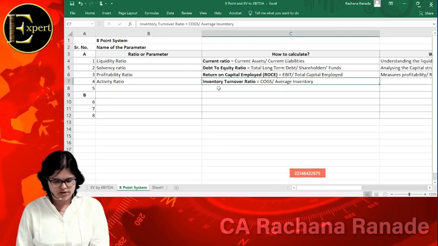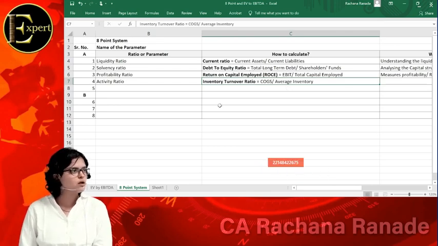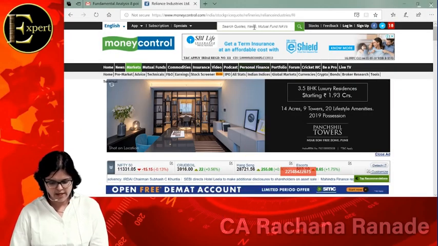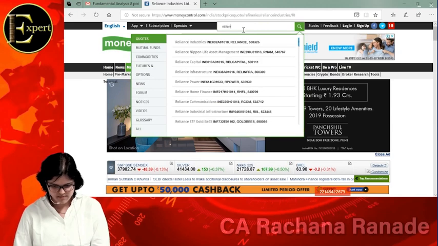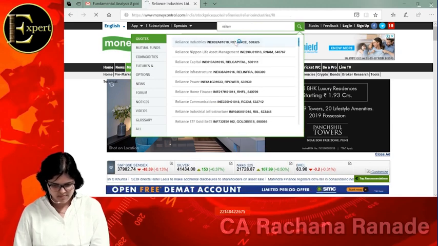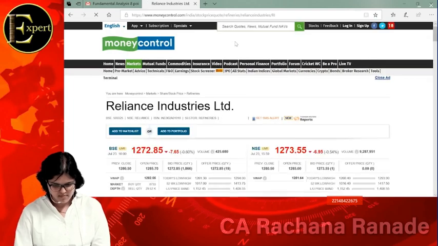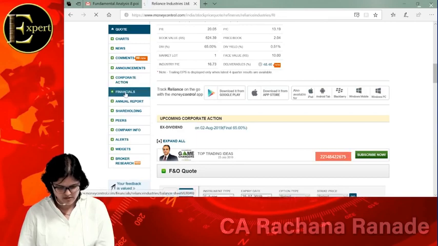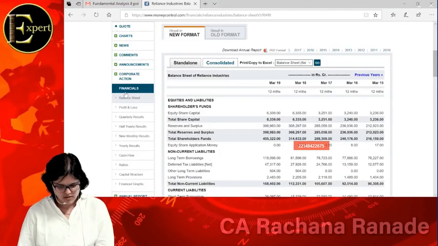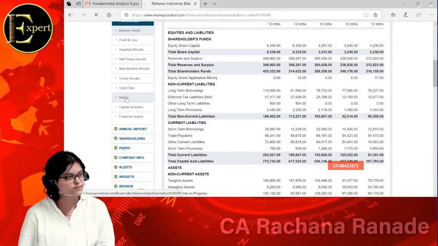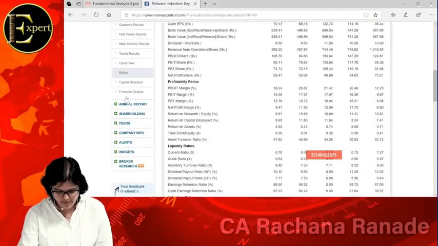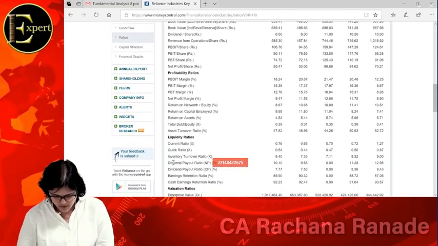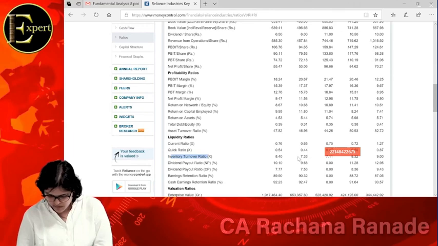Ajit, can we get this ratio ready-made? Where? If you remember, in Moneycontrol, if I go to any company, let us say Reliance, we first go to which tab? Financials. In financials, we had these ratios. Inside ratios, you'll find many ratios. Like here we have the inventory turnover ratio. See, 8.